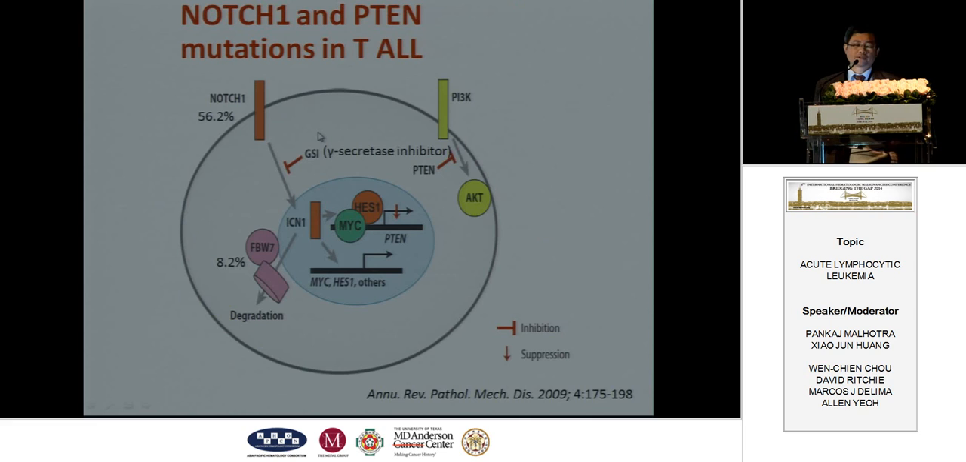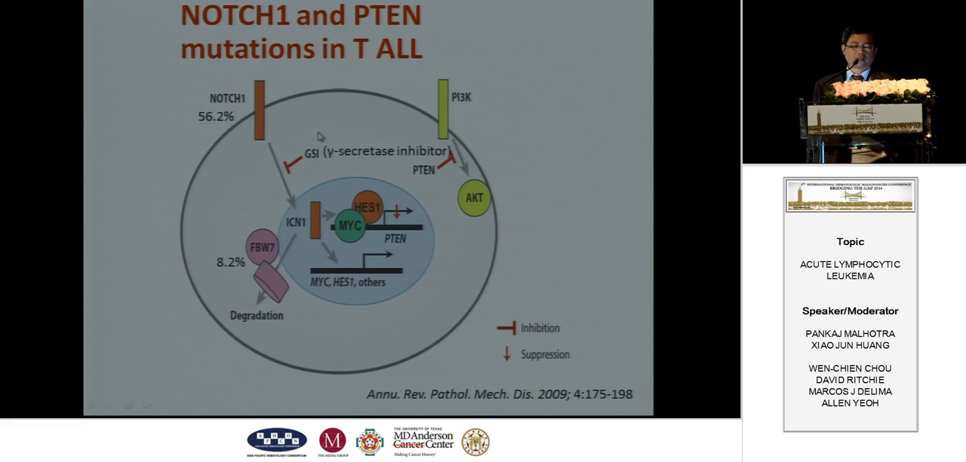NOTCH1 activating mutation deserves more attention because it occurs in a very high proportion of T-ALL. Moreover, this mutation causes constitutive activation of the Notch pathway after cleavage and release of intracellular Notch by gamma secretase. So gamma secretase inhibitor has been implicated in targeted therapy in this group of patients. And the constitutive activation of Notch causes activation of MYC and HES1 and finally leads to PTEN downregulation.